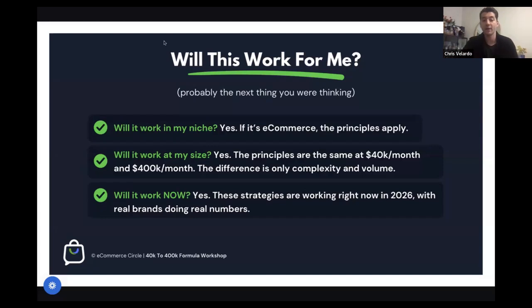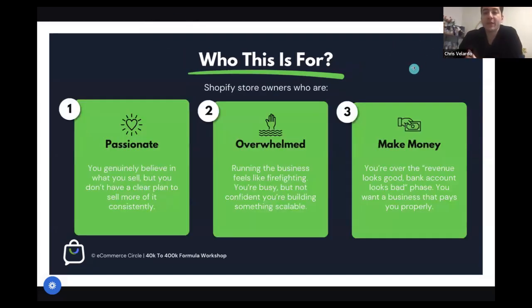So it is current now, and it will work for you if you are in e-commerce. And there's typically a few types of people that we really see the best results out of, the people that we find are the best to work with. And the first one is someone that is passionate about wanting to do this.